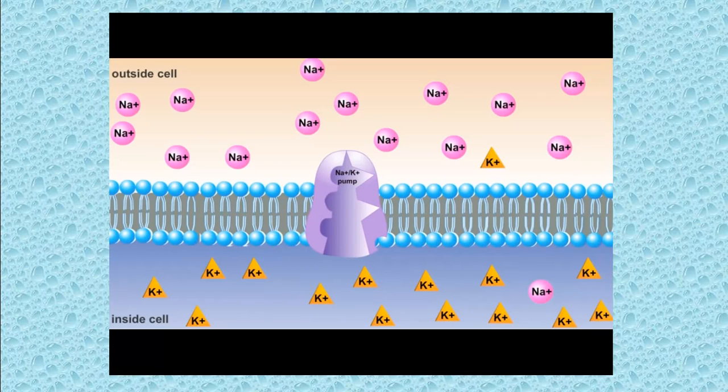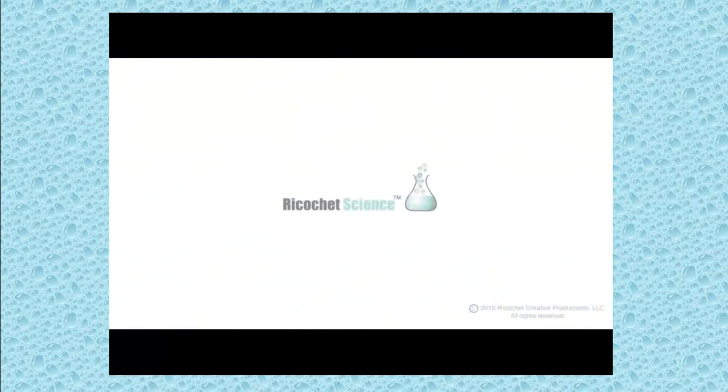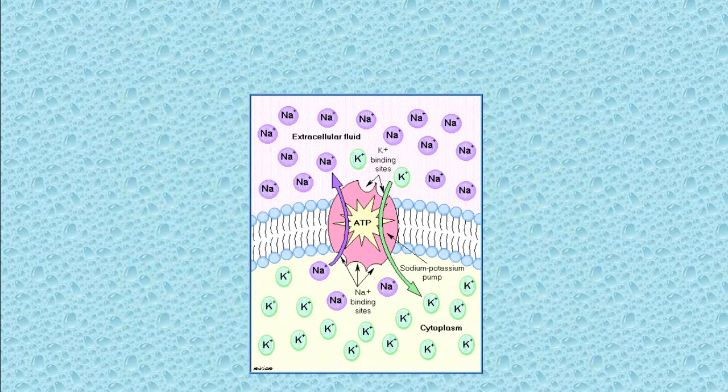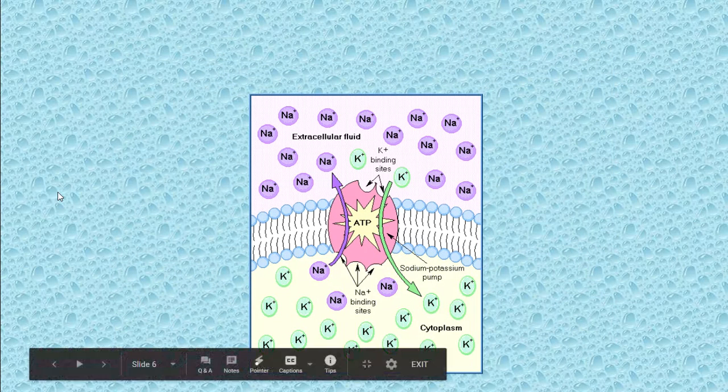Since both sodium and potassium ions have a positive charge, this unequal movement causes an electrical gradient to develop across the plasma membrane of the cell. A number of cellular processes, including the generation of nerve impulses, use this electrical gradient. So here is another picture of that. So again, that pump is going to move the sodium and potassium across that cell membrane.